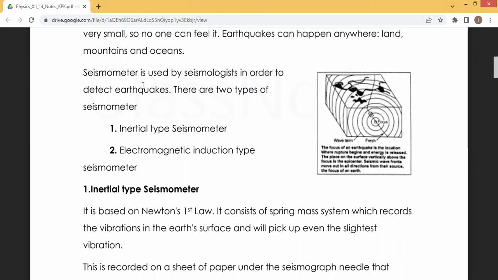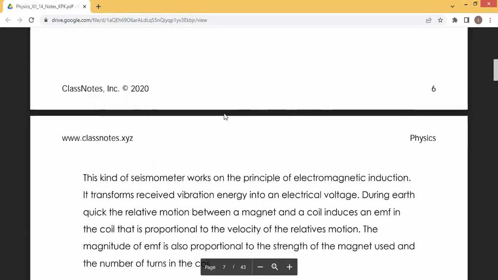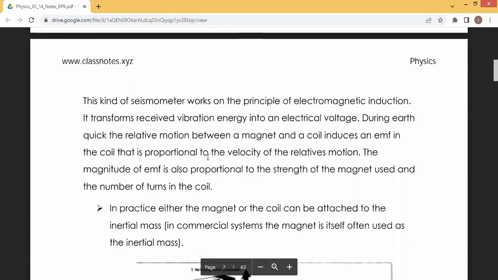The inertial type is based on Newton's first law. It consists of a spring-mass system and it records the vibration. And electromagnetic induction type works on the principle of electromagnetic induction, in which it transforms received vibration energy into electrical voltage.